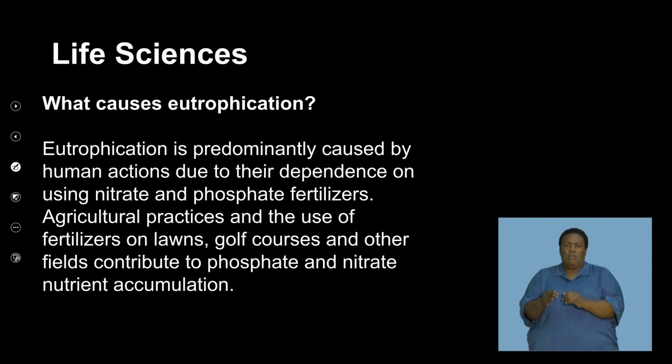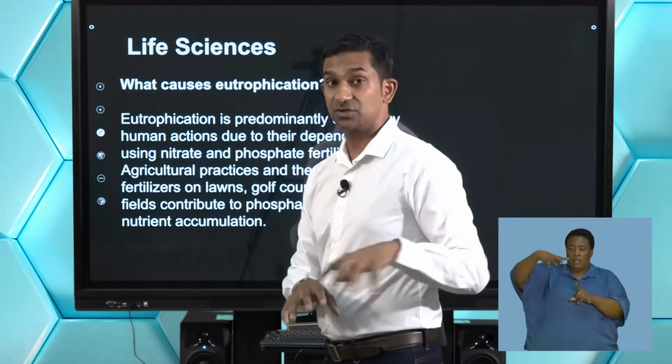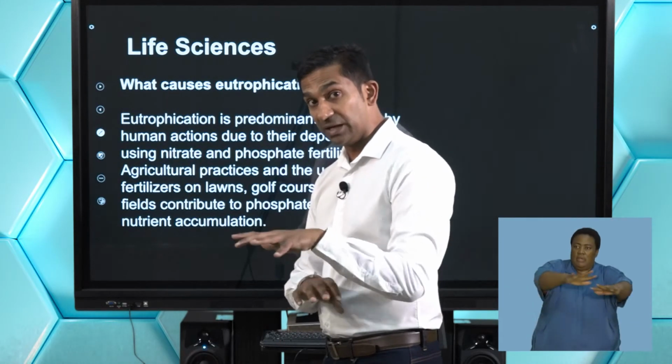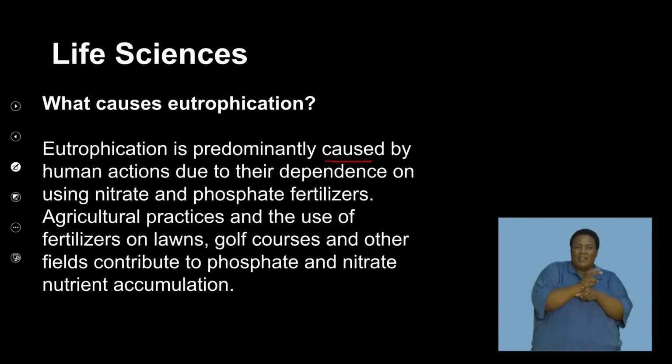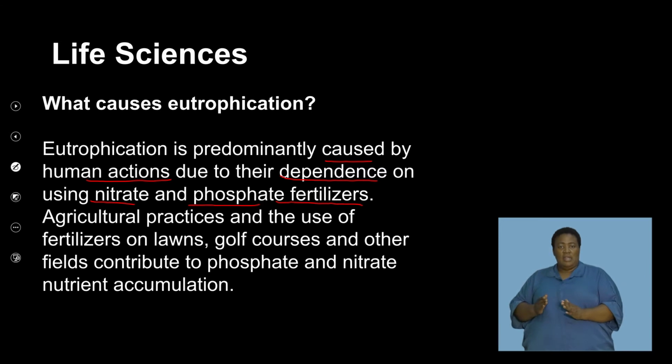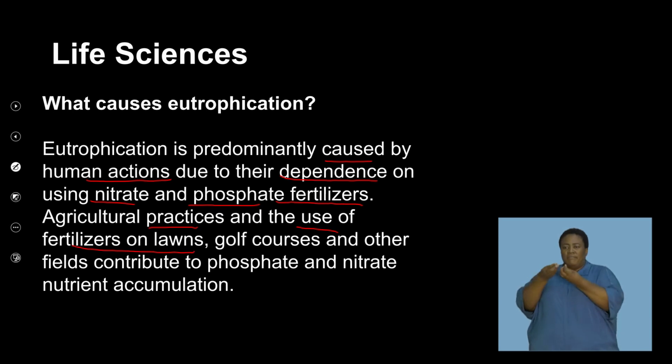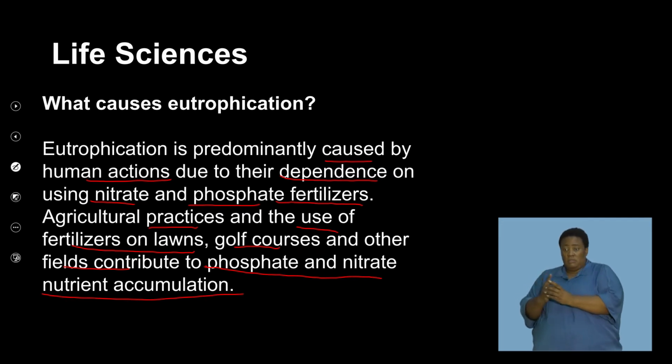So the accumulation of biotoxins, as well as the reduction of light to the plants, to the organisms that live below the surface of the layer. So eutrophication is predominantly caused by human actions due to dependence on using nitrates and phosphorus fertilizers. Agricultural practices and the use of fertilizers on lawns, golf courses, and other fields contribute to phosphates and nitrates accumulating in our water bodies, and this has now an impact on the growth.